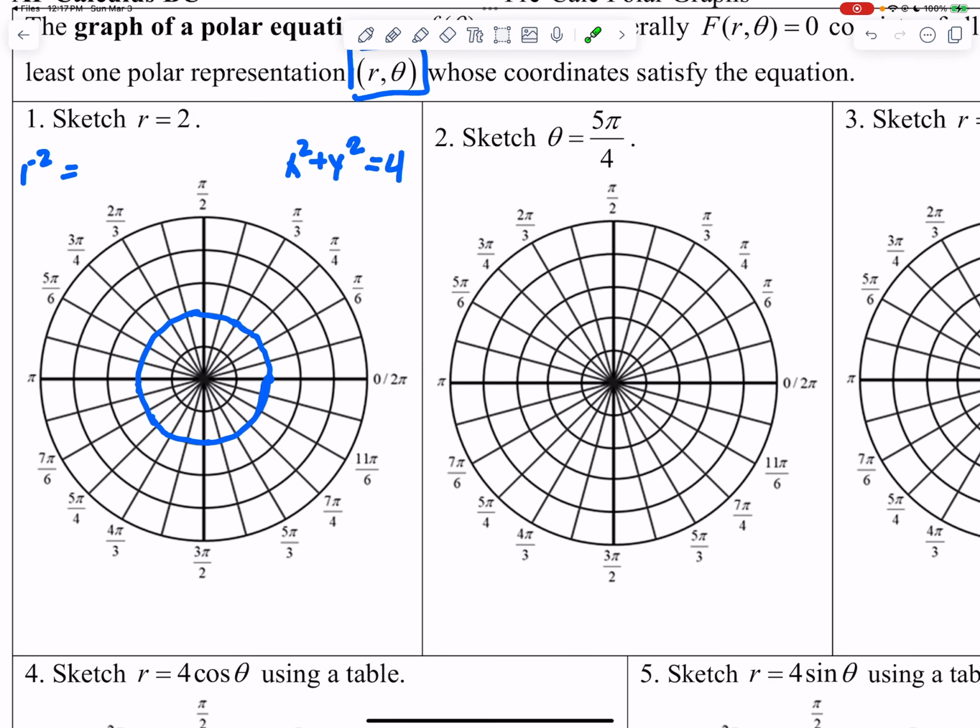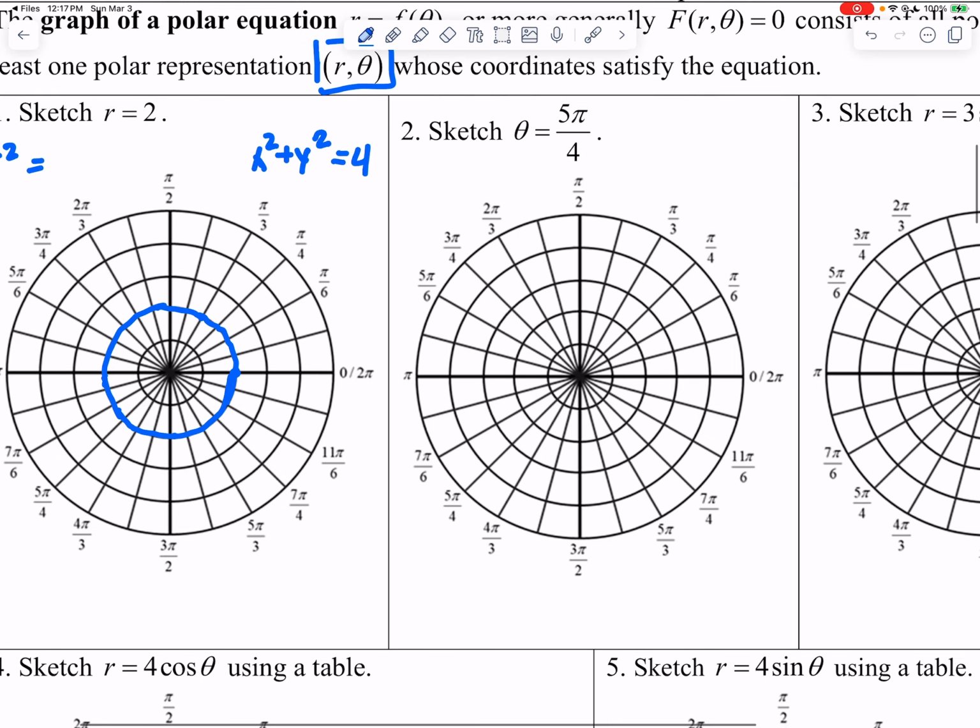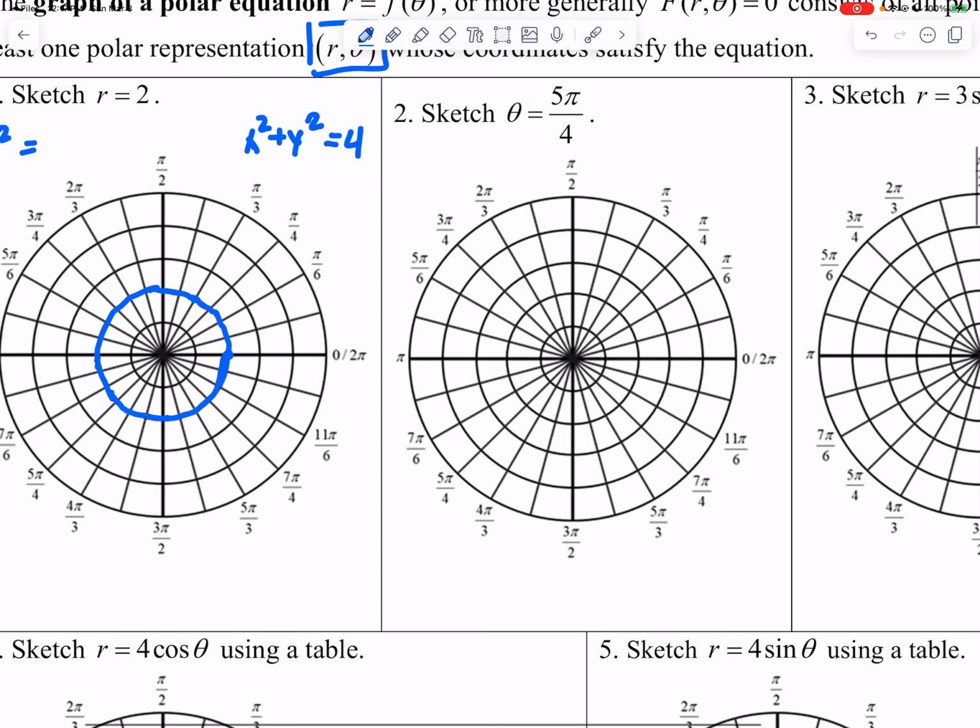Okay, number 2, I have theta is equal to 5 pi over 4. For this one right here, since I don't really have an r value, my r value can be anything, except I just want my theta value to be 5 pi over 4. So I'm going to go to 5 pi over 4, graph that line, and then I'm also going to graph the line opposite to it to get this lovely line at 5 pi over 4.